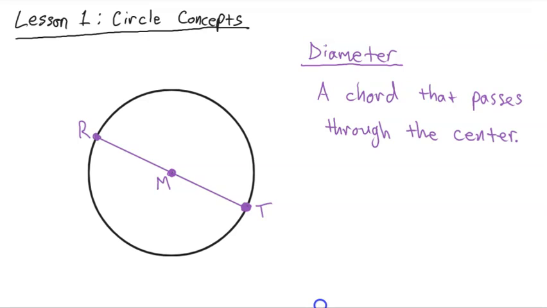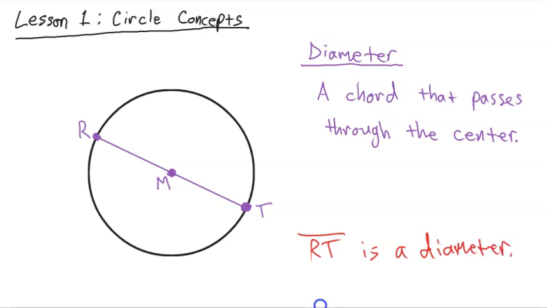Well, now that we know what a chord is, basically we can say a diameter is a chord. It's a very specific chord, okay? It's a chord that passes through the center of the circle. So you can see here, this is circle M. Here's point R on the circle. Here's point T on the circle. And since the chord between point R and point T goes through the center, the point M, we can call RT a diameter. So line segment RT, which is a chord, is a diameter.